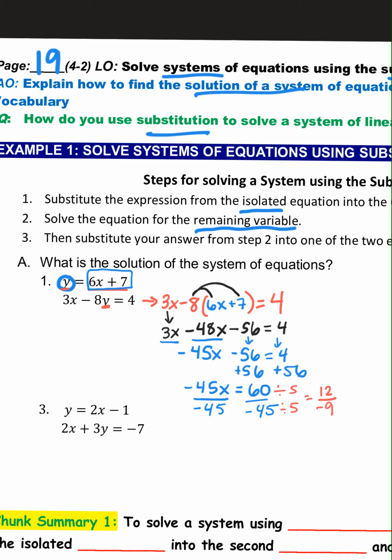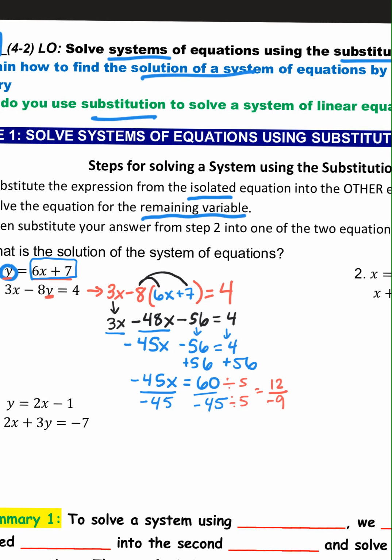Let's see, can I simplify that even more? I think so. Doesn't 3 go into 12 and 9? Okay, let's do that again. Divide this by 3, divide this by 3, and I get 4 over negative 3. And let's see, what were we solving for? Oh, x. So x equals negative 4 over 3.